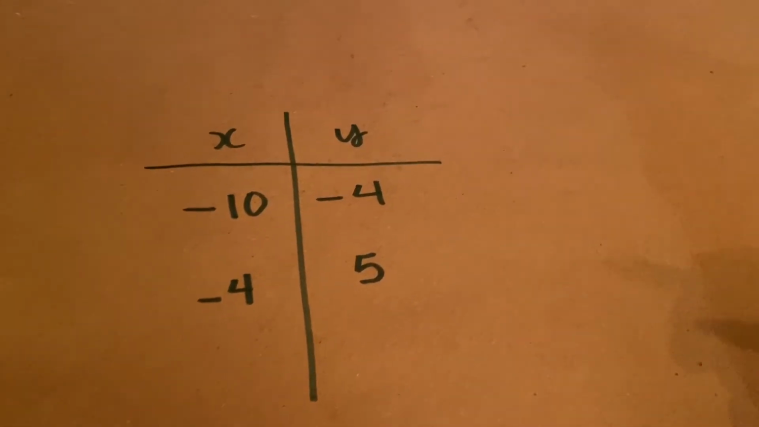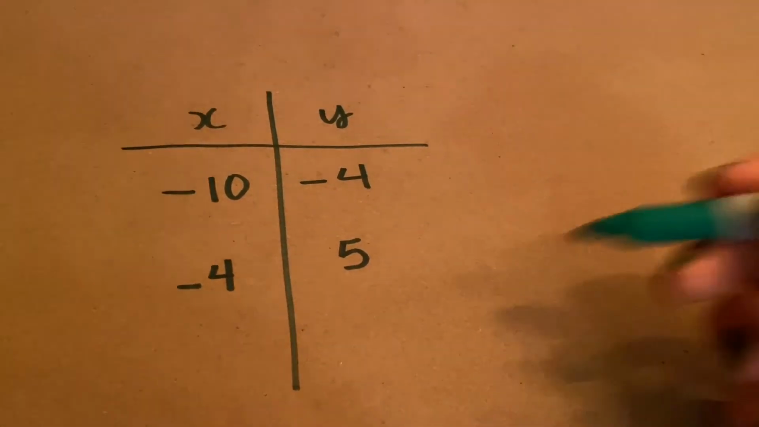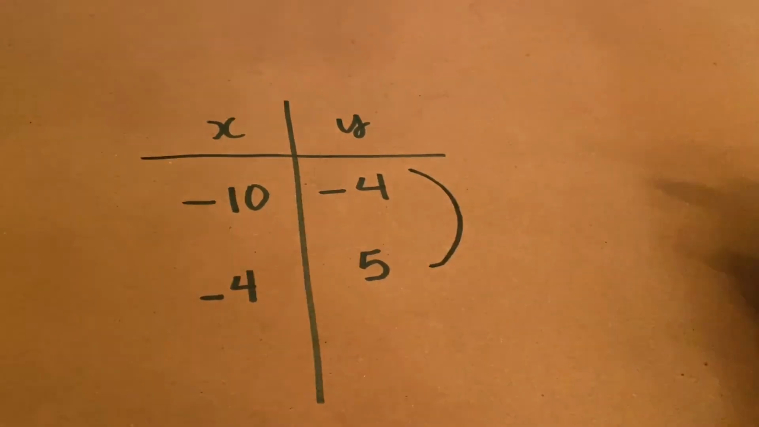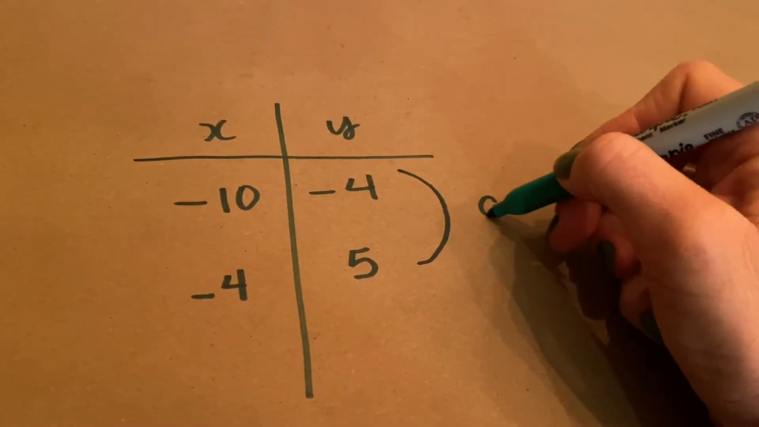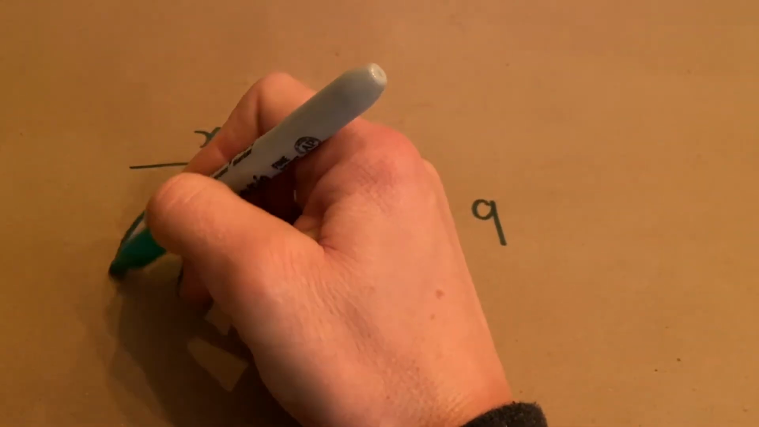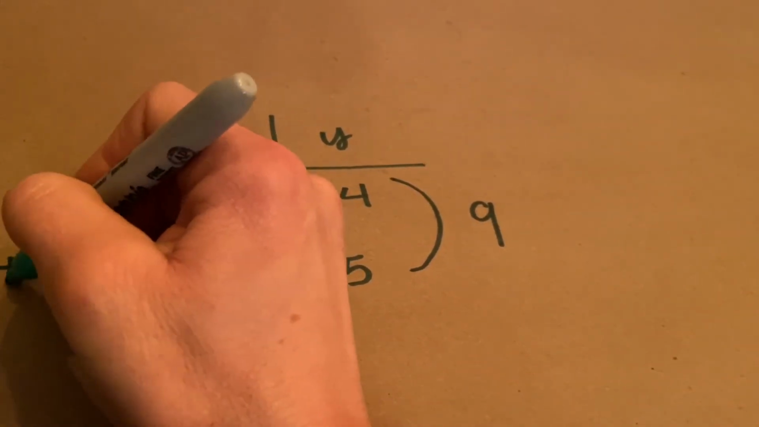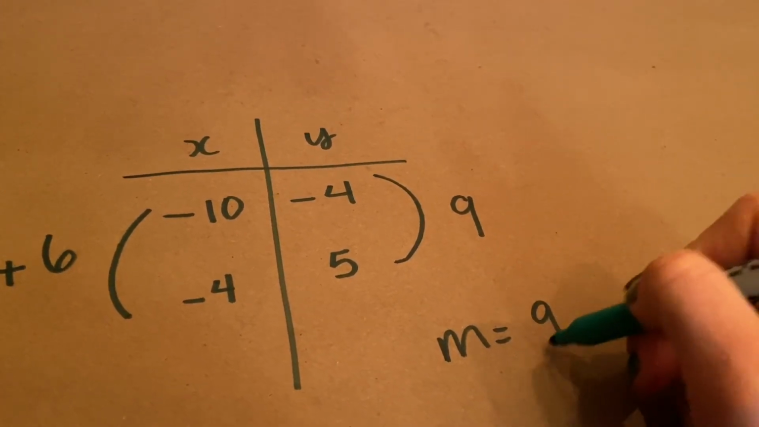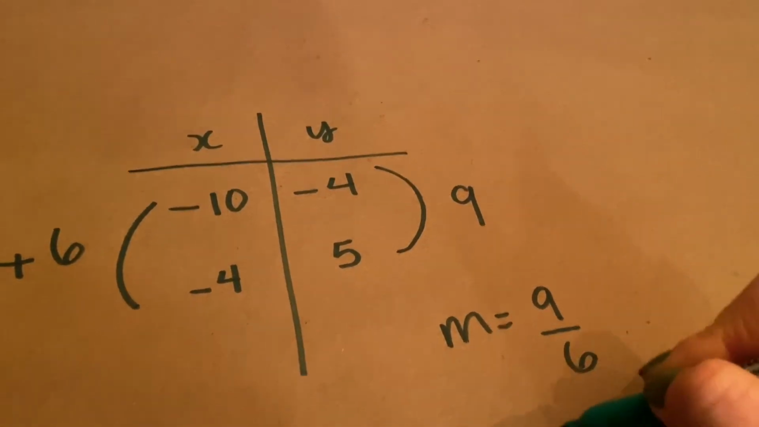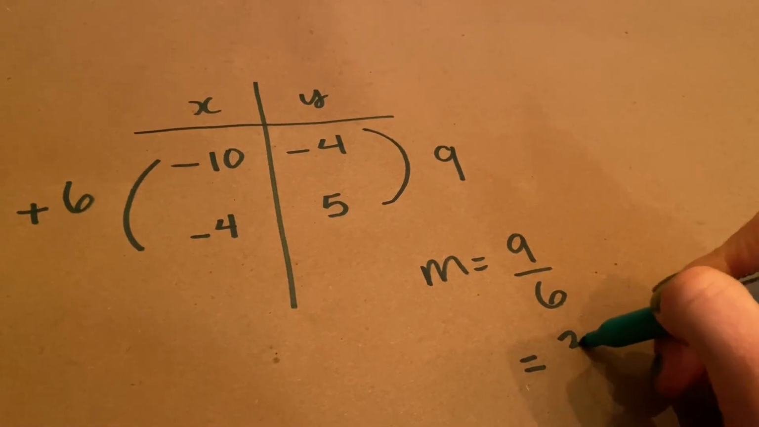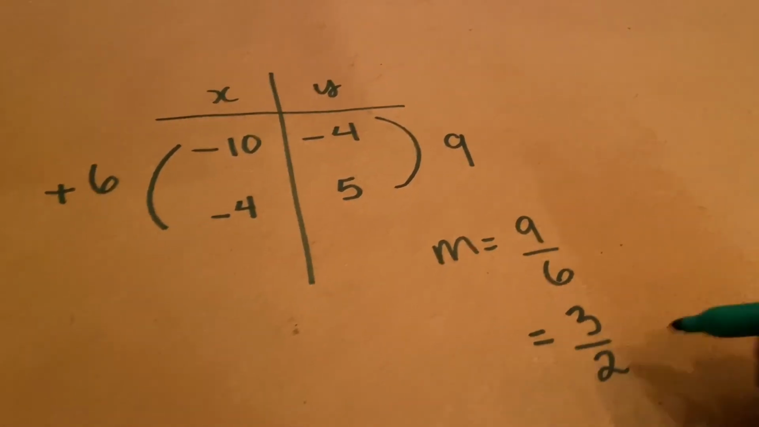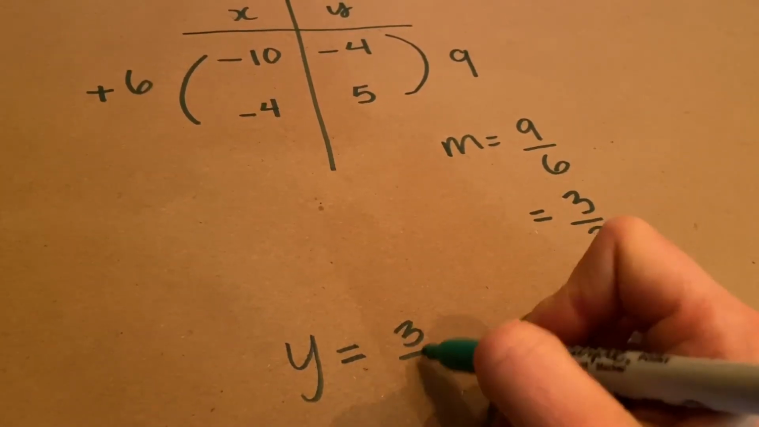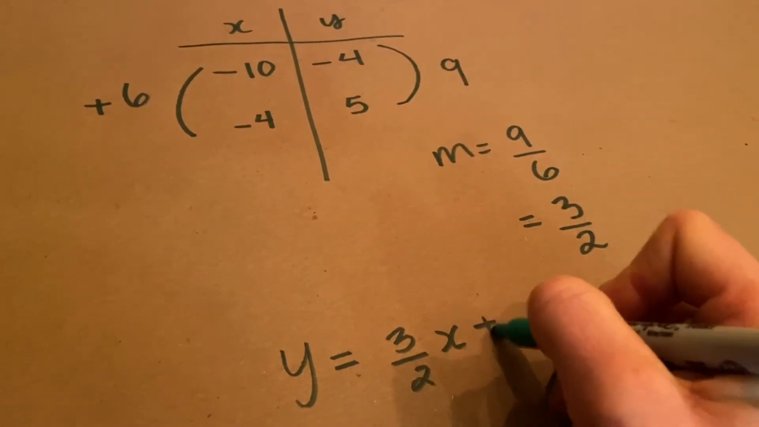I'm going to find the slope between these 2 points, between the median and the other opposite vertex. So this is going up 9. This is going up 6. So my slope is going to be 9 over 6, or if I reduce that, 3 over 2. So my equation is going to be y equals 3 over 2 x plus b.